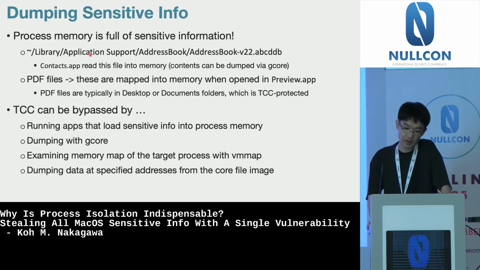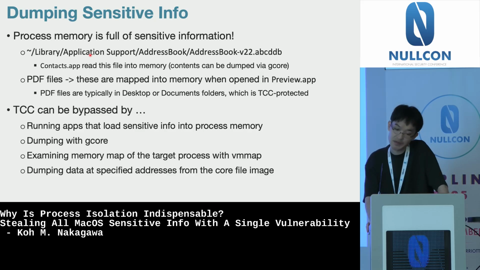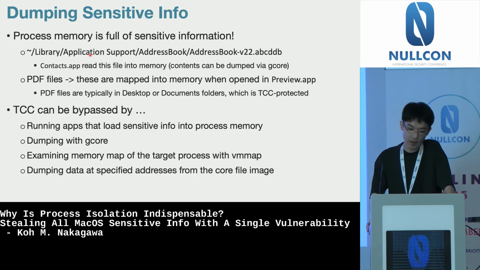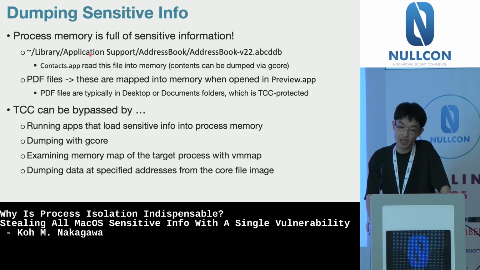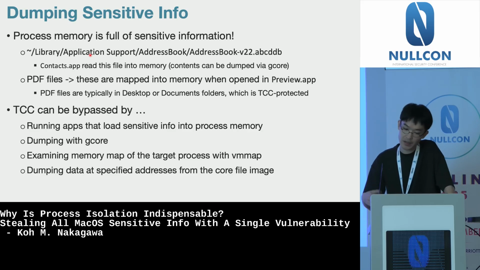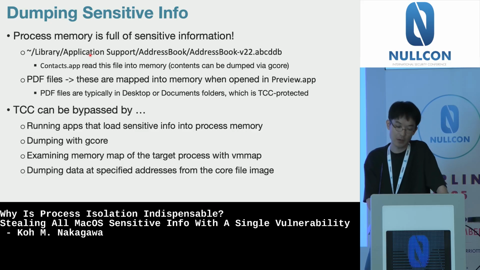Process memory in macOS is often full of sensitive data, so dumping process memory can itself be enough to bypass TCC. For example, the Contacts app loads the entire address book into memory, and the Preview app maps a PDF file directly onto memory. PDFs are typically stored in locations like Desktop, Documents, or Downloads, all of which are TCC protected. That means we can bypass TCC by running an app that handles the sensitive data, dumping it with gcore, and locating the memory region containing the data.